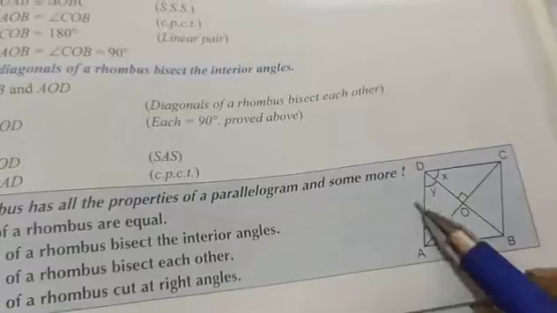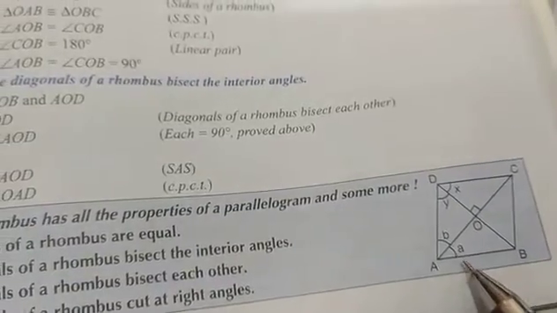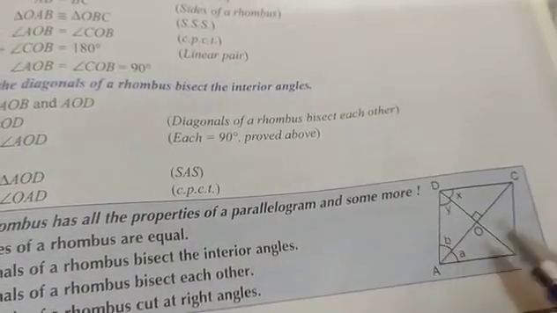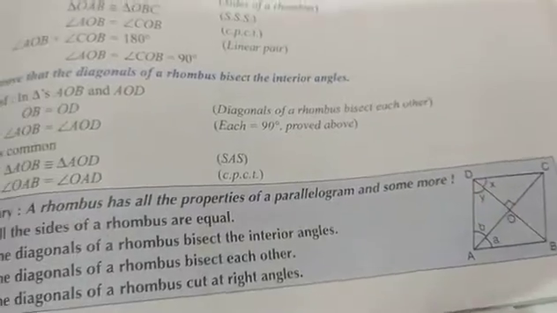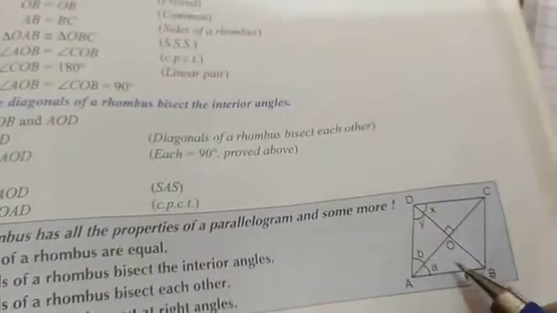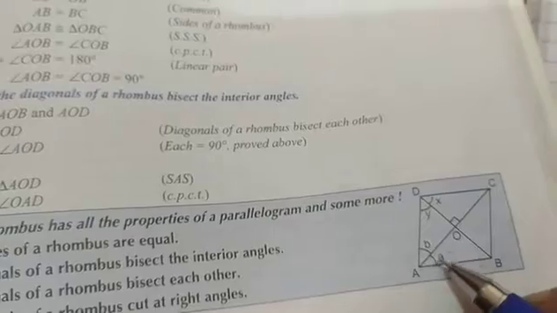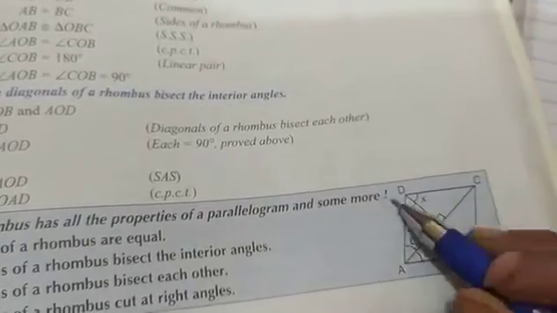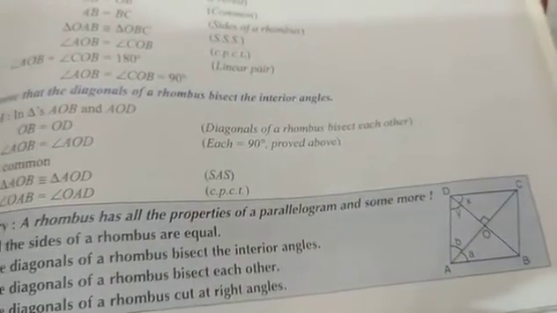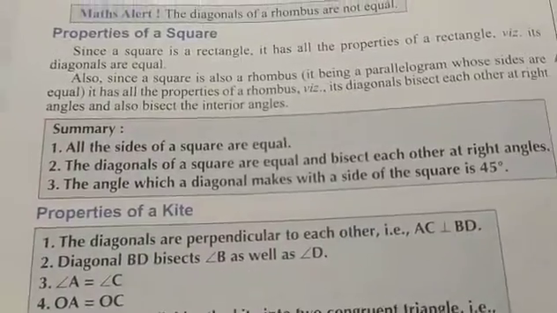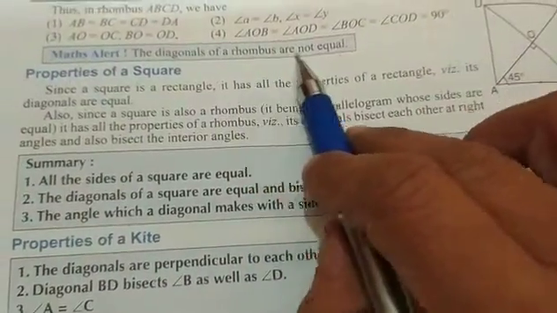That means, see in this figure, bisect means angle A is equal to angle B, angle Y is equal to angle X. And all these four angles are of 90 degree. AO is equal to OC, OD is equal to OB. This is the meaning of bisecting. But in rhombus, the diagonals of rhombus are not equal.